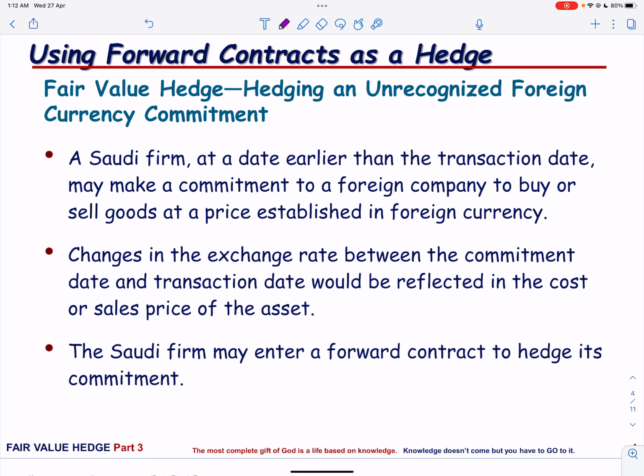The Saudi firm may enter into a forward contract to hedge its commitment to protect from the unfavorable fluctuations in the exchange rate. All the adjustments are recorded in the income statement. A fair value hedge is considered effective. That means overall there will be no gain or loss. Please note that if a hedge is effective, it means the changes in terms of gains or losses are eliminated. Let us see how this works in an illustration.